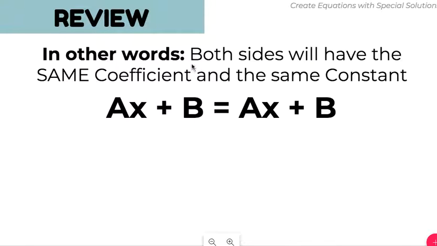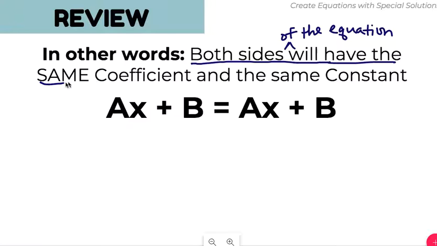So in other words, here's what I want you to copy. Both sides of the equation will have the same coefficient and the same constant. Okay, that's important. So copy down this part I underlined. So both sides of the equation will have the same coefficient and the same constant. And if you think about the last equation, it was 2x plus 6 equals 2x plus 6.